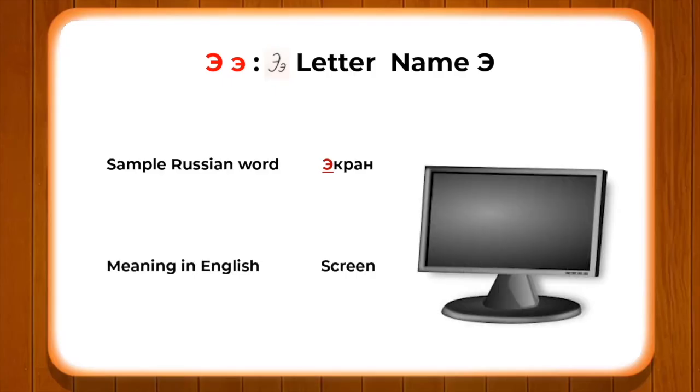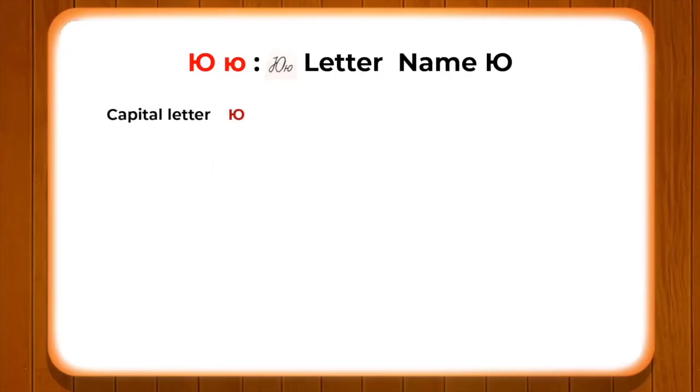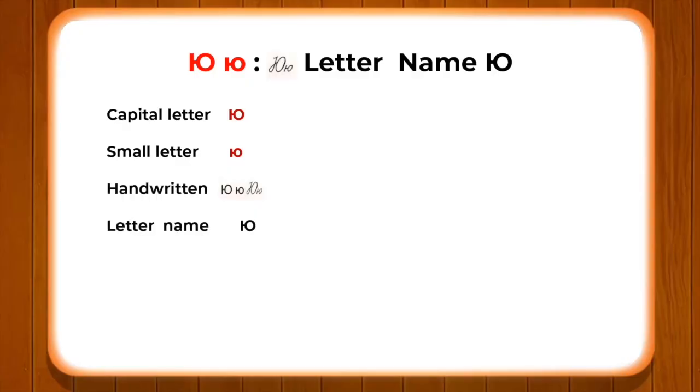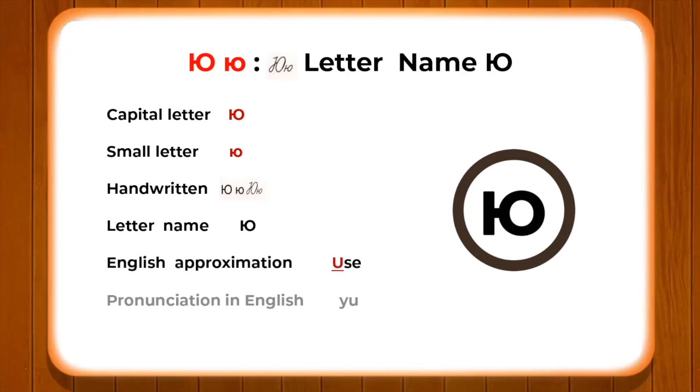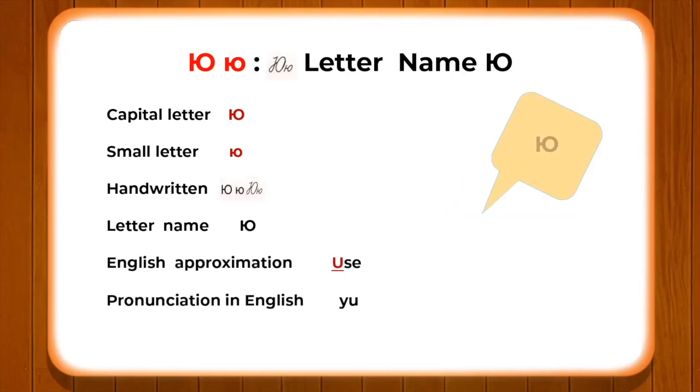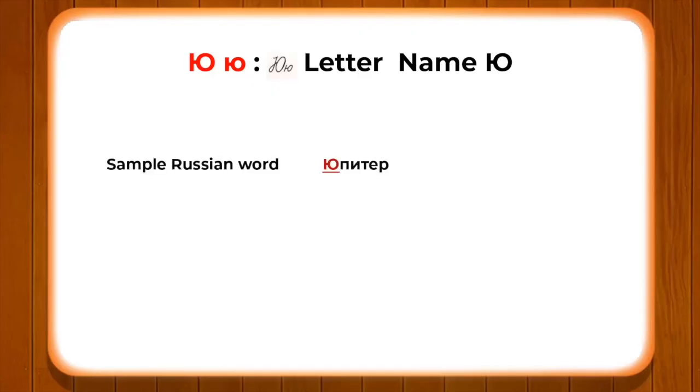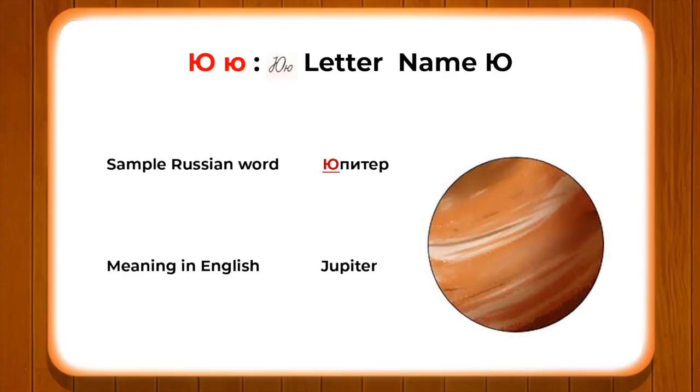Okay, let's go ahead and look at this letter. The letter's name is U. We have an English approximation word, U as in use, and a sample Russian word which we have so that we understand it properly is Jupiter, which means Jupiter, the planet.